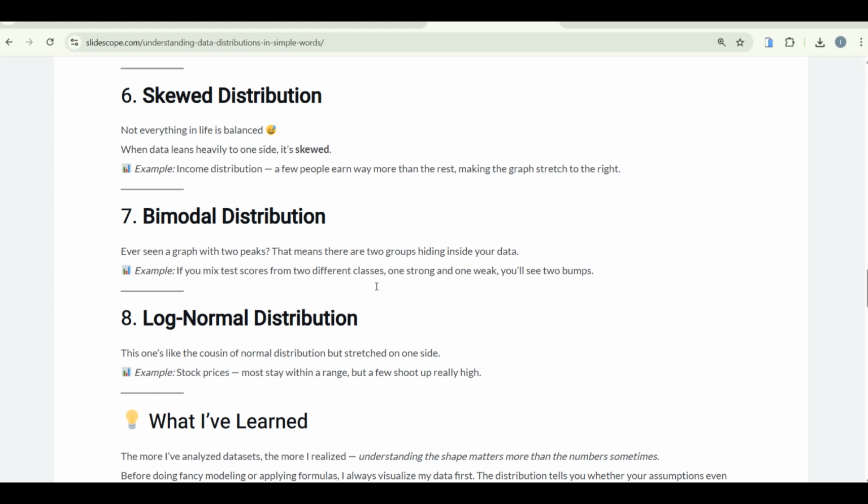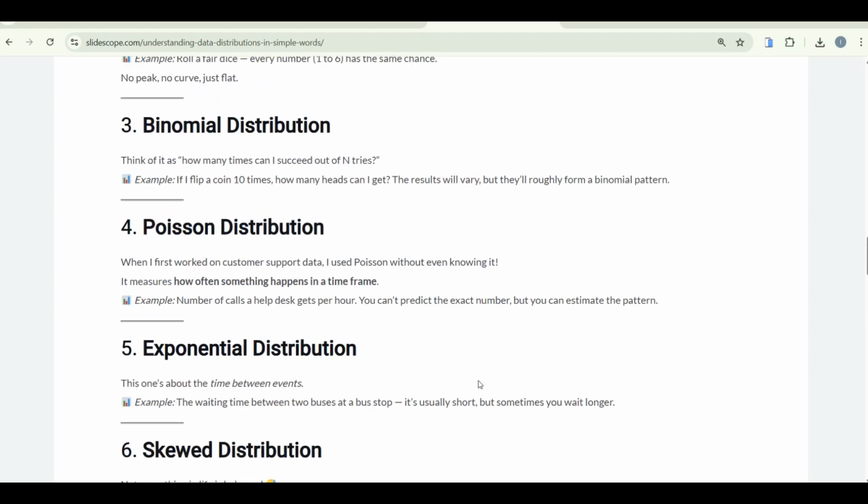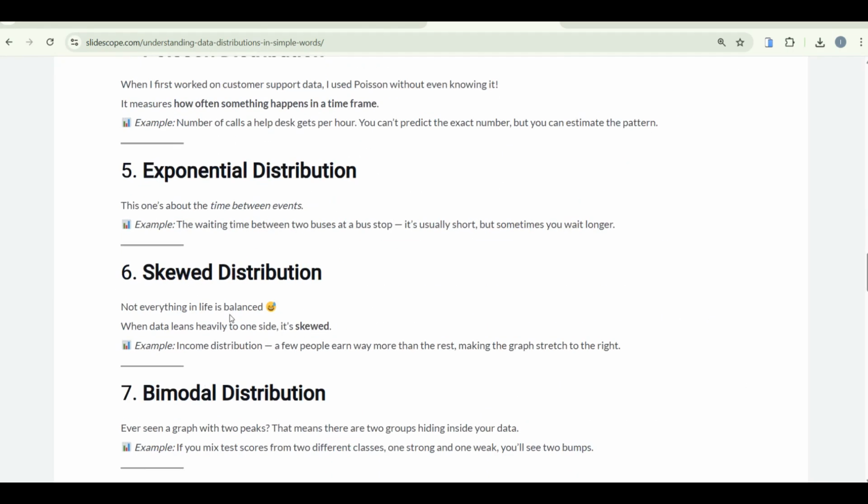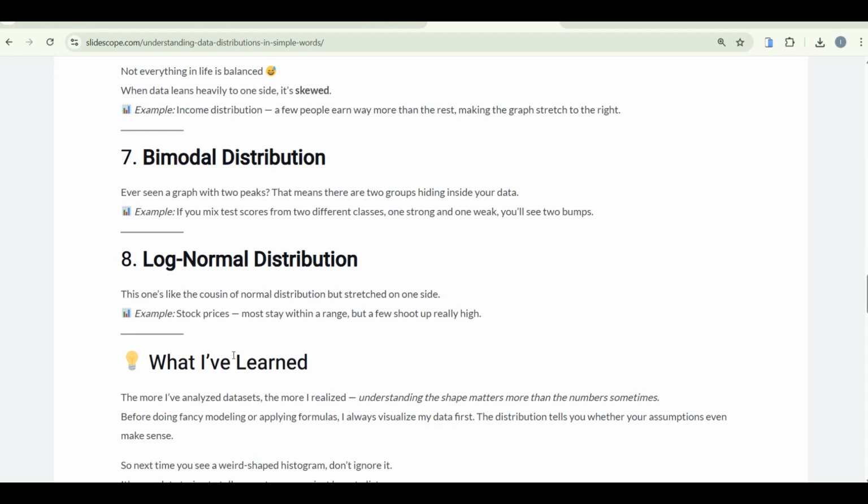Then there is log normal distribution. This one is like cousin of normal distribution but is stretched on one side. Examples are stock prices. Most stay within a range, but a few shoot up really high. So this is log normal distribution. A few will shoot up really high with some outliers.